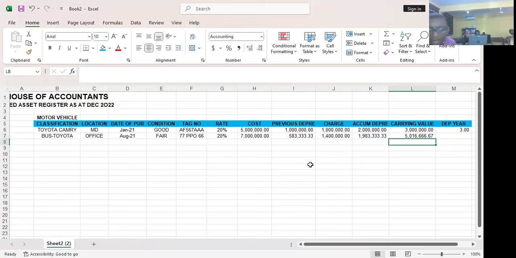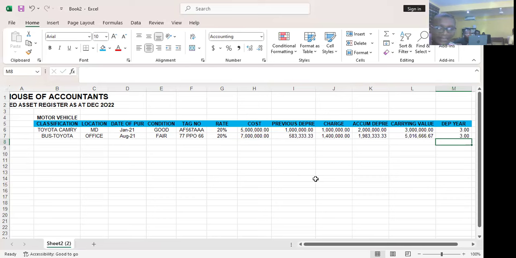5.0 million. How many years have we charged this? How many years do we have more? We have like 3 years to go. Is that not simple? It's simple. It's simple to calculate. That is the fixed asset rate.